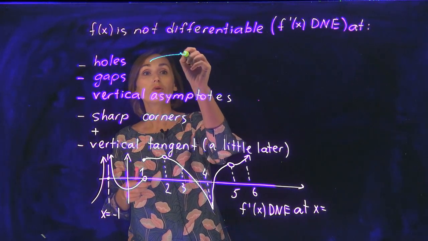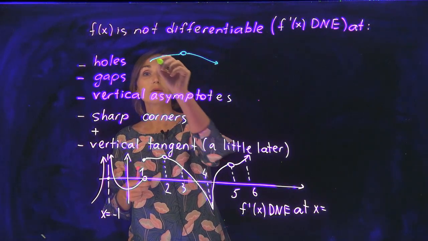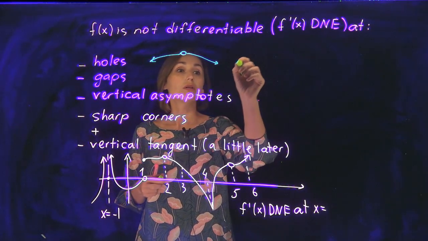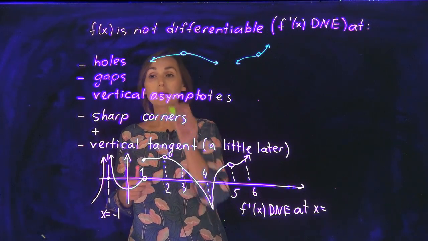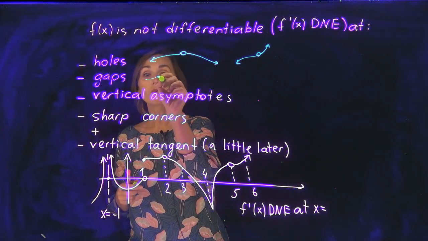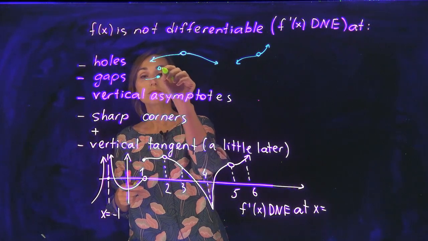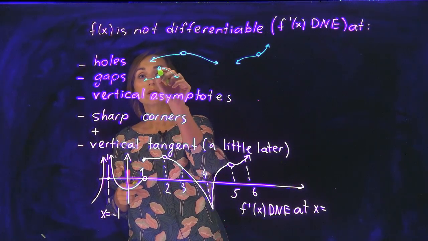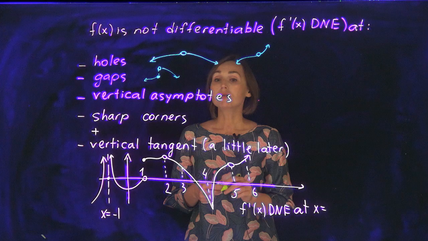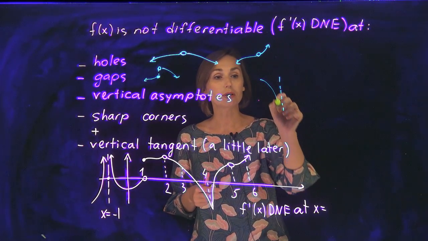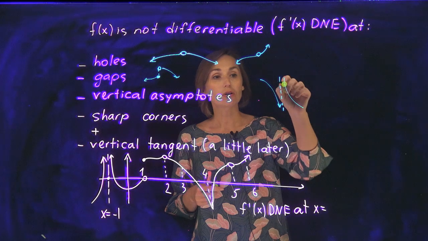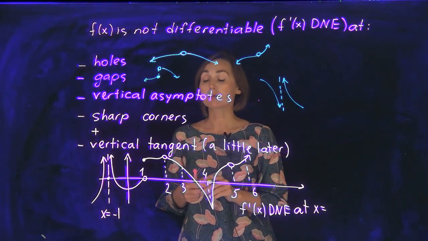For the function, a hole is an excluded point, so for example like this, or like that. Here is an excluded point. A gap is when you jump up or jump down, like this. At this point you have a gap. Vertical asymptotes, let me draw a vertical asymptote for you, for example like this. A function cannot cross a vertical asymptote.